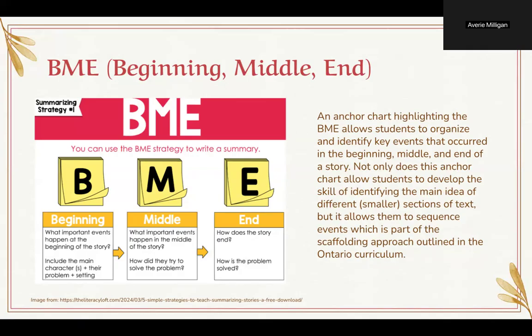Not only does this anchor chart allow students to develop the skill of identifying the main idea of different smaller sections of text, but it allows them to sequence events, which is part of the scaffolding approach outlined in the Ontario curriculum. So as you can see, it asks questions like what important events happen at the beginning of the story, what important events happen in the middle of the story, and how does the story end, breaking the story into smaller pieces that are more manageable for students just learning how to summarize.